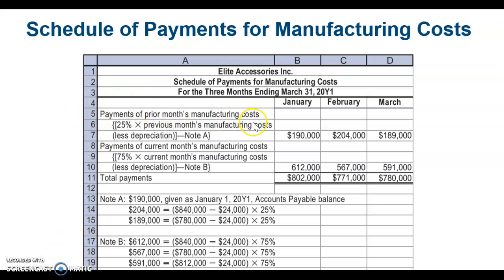Payment of prior month's manufacturing costs, and it tells you what percentage to use. We think will be this, and current month's manufacturing costs we think will be this. Now, why it's not just using current months, because sometimes we buy things on account, and that means we don't mean to pay this in the current month. So this takes into account what we think we're going to be paying this month and what we're going to be paying the next month.